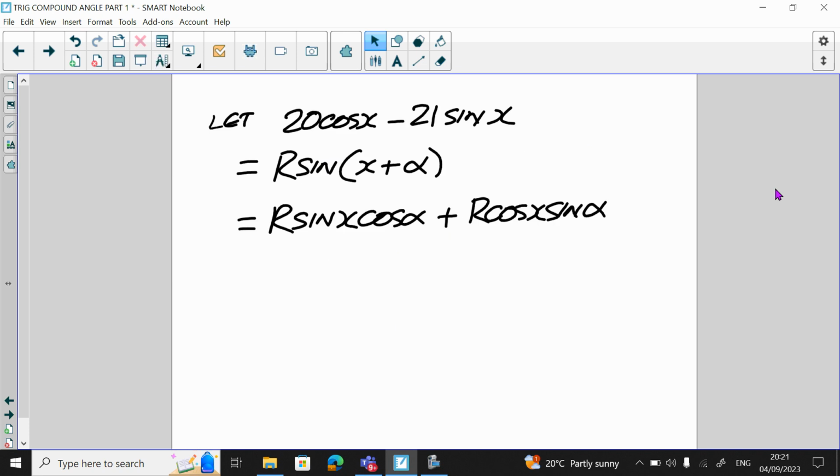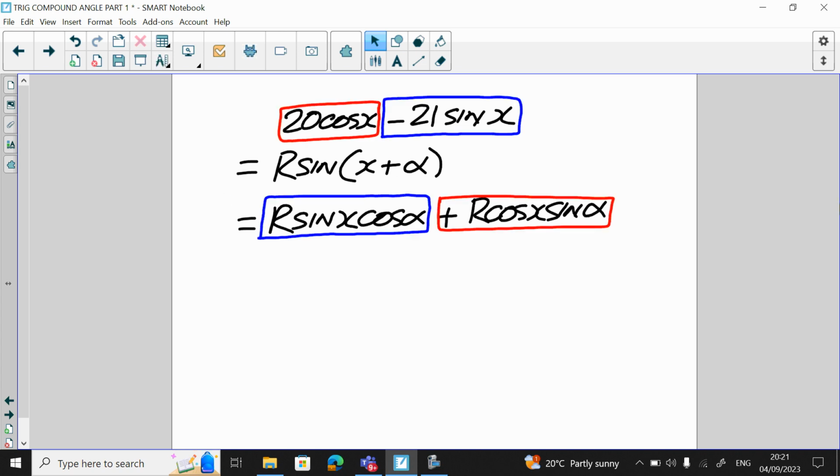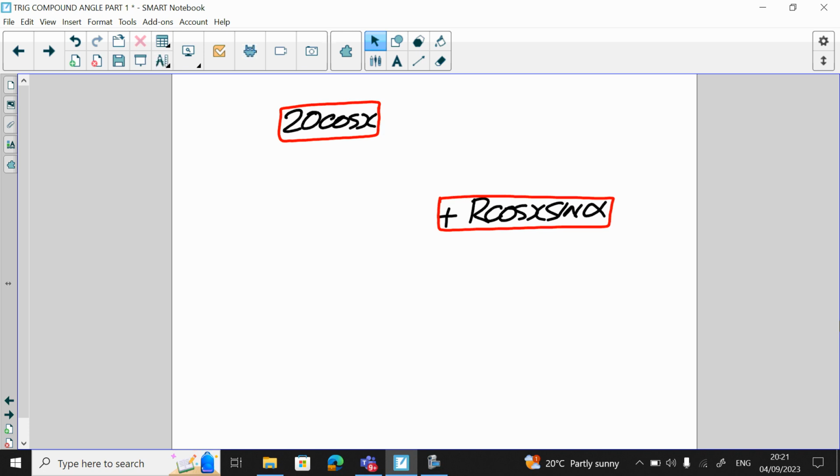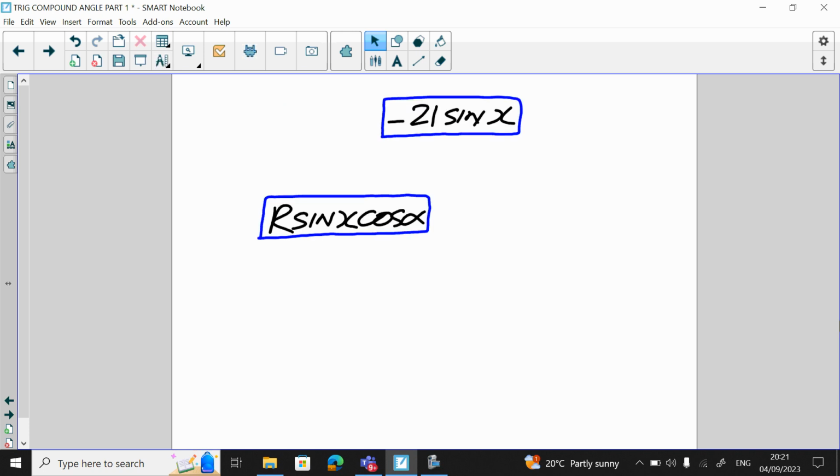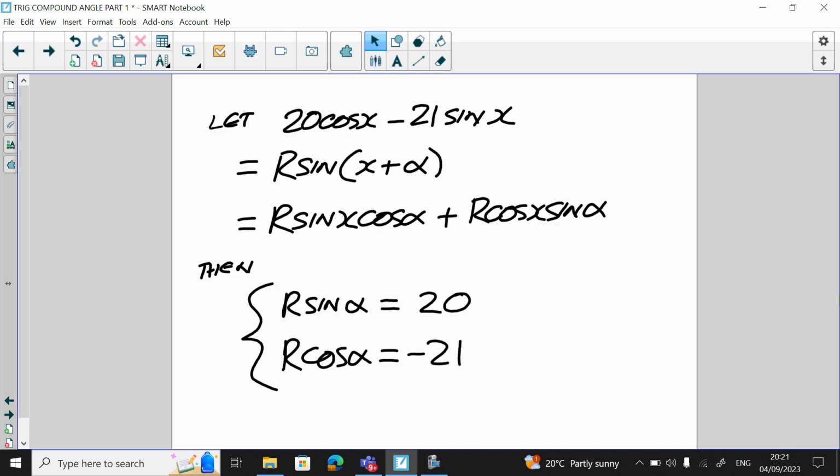Here we go. We've expanded it. We've brought in the R values. For equating coefficients, that is equal to that, and that is equal to that. We're getting rid of the cos x from here, the cos x from there, sin x from there, sin x from there. Beware of that negative. That's equal to that, that's equal to that. Beware of that negative there. So that's what we're doing now. Get rid of the sine and the cosine.